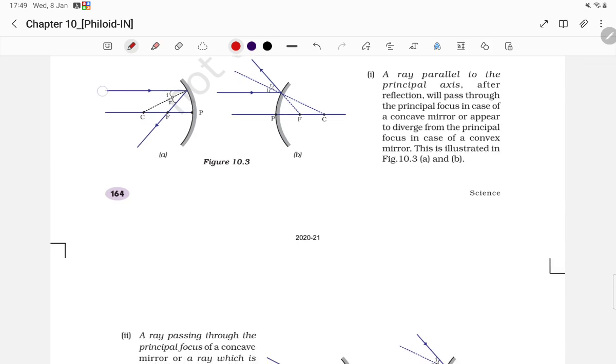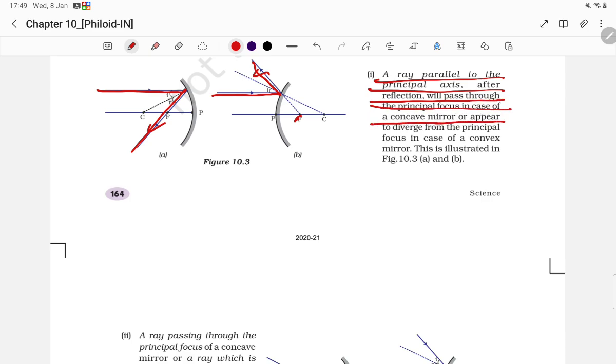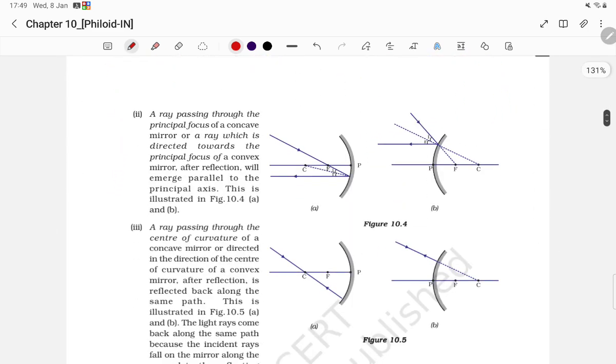First, parallel rays always pass through the focus after reflection. Parallel rays appear to be coming from the focus. A ray parallel to the principal axis, after reflection, will pass through the principal focus in case of a concave mirror, or appear to diverge from the principal focus in case of a convex mirror. This is illustrated in the diagram.